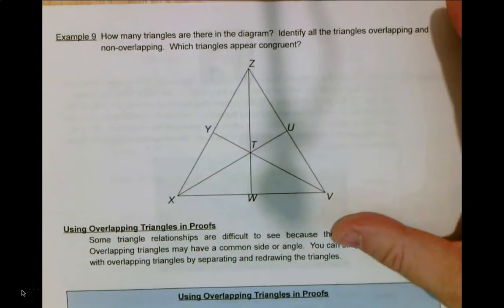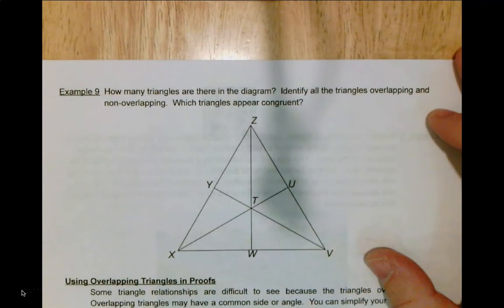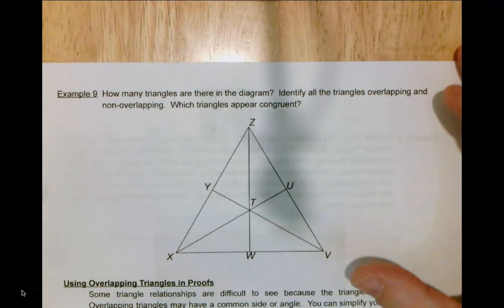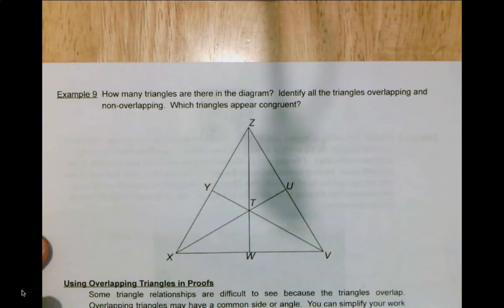Example 9 is just a quick exercise to get you to realize why we're going to need this next piece of information. So, how many triangles are there in the diagram? Identify all the triangles, overlapping and non-overlapping, and which triangles appear to be congruent. So I'm going to group them as we count them. And I'm going to tell you right now, there are more triangles in this picture than you will initially think. Very few students guess the correct number. Very few students, even after counting, get the correct number. There's just a lot more triangles than you originally will think.